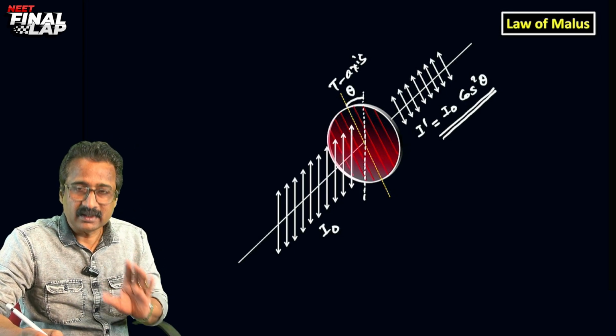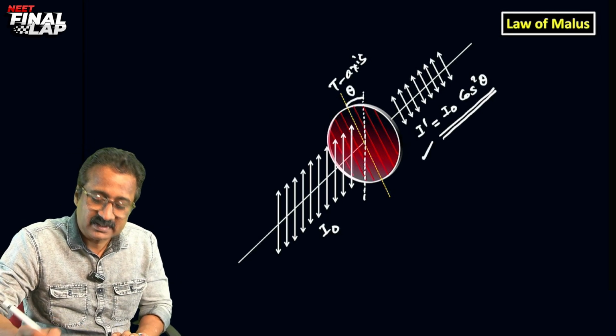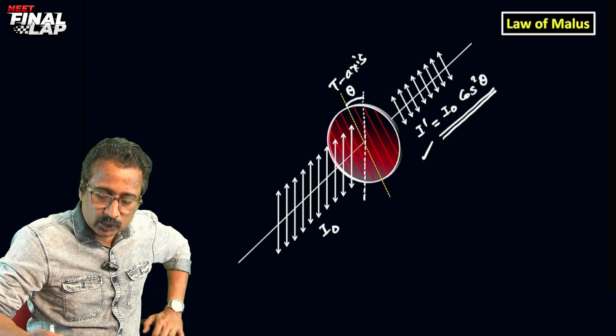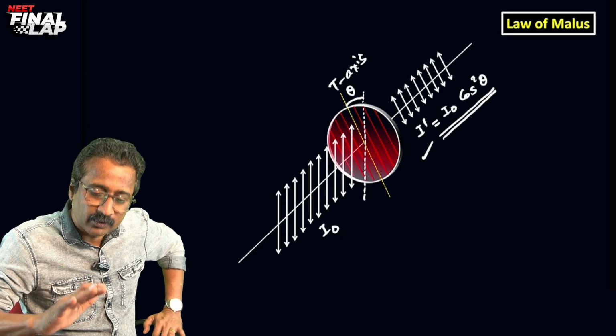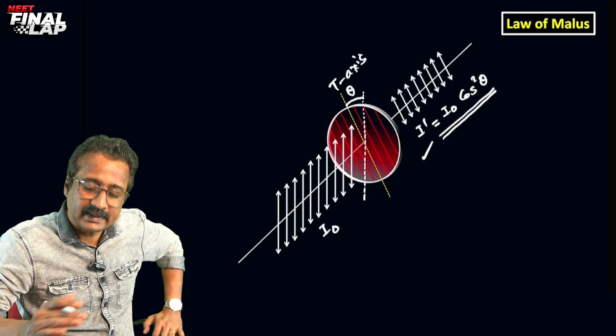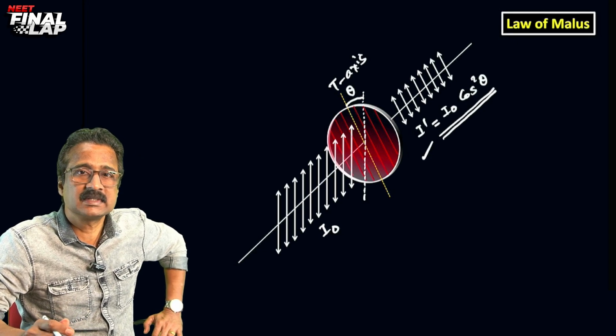If incident light is polarized, then the transmitted polarized light will be having this intensity: I equal to I0 cos squared theta. This is a mathematical equation you must remember whenever polarized light is passing through a Polaroid. And theta here is the angle between the transmission axis and the plane of vibration of incident light.